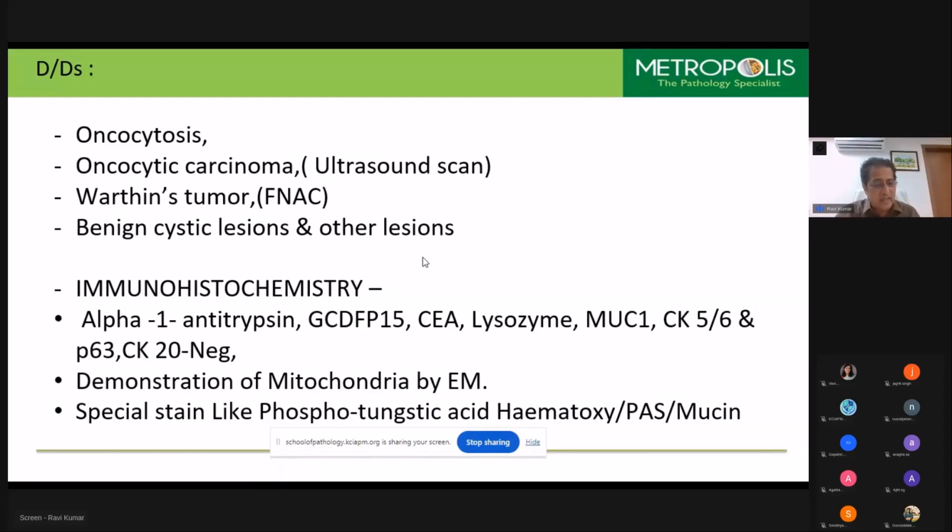But if you can do S100 protein, because these particular cells are derived from Schwann cells, that will clinch the diagnosis. Otherwise, for oncocytoma, I don't think we should do anything except the special stain.